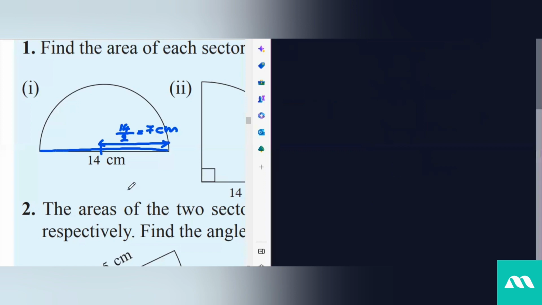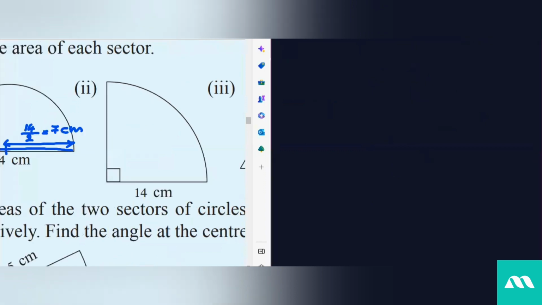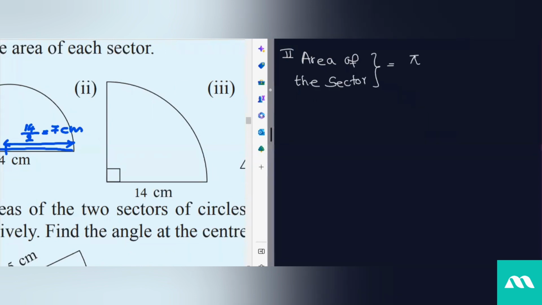If we move to the second question, it is a quarter of a circle, then area of the sector is equal to πr squared upon 4. That means 1/4 of a circle. 1/4 times 22 upon 7. Here it is radius. In a quarter, it is radius. So it is 14 into 14.